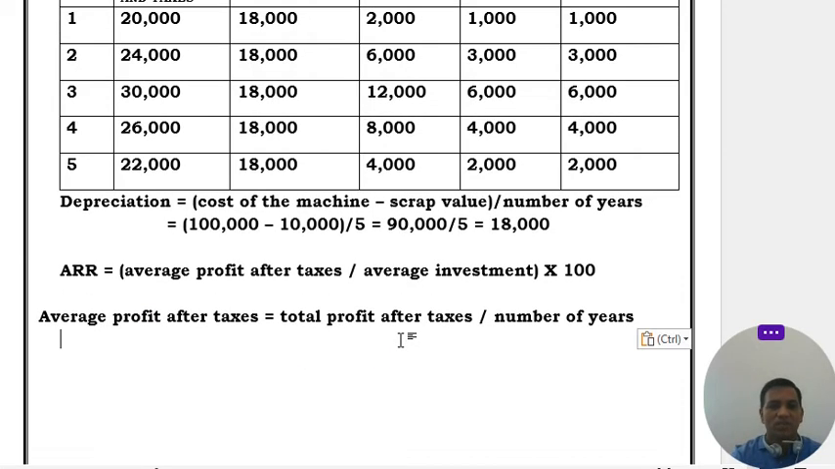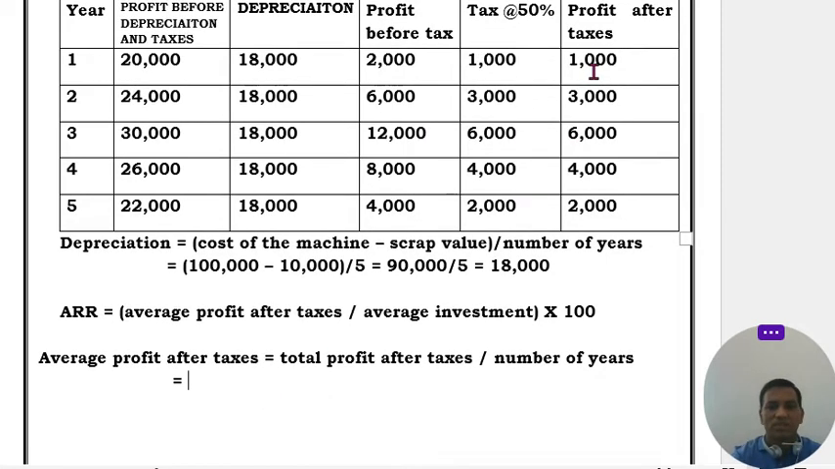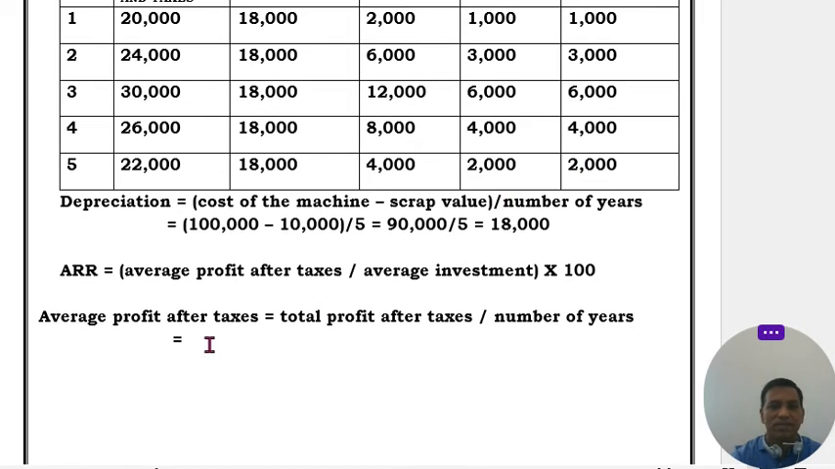divided by number of years. How will we get total profit after taxes? This column, profit after taxes, add all of them. 1,000 plus 3, 4 plus 6, 10 plus 4, 14 plus 2, 16. 16,000 divided by number of years, 5. 16,000 divided by 5 is 3,200. Average profit after taxes is 3,200.